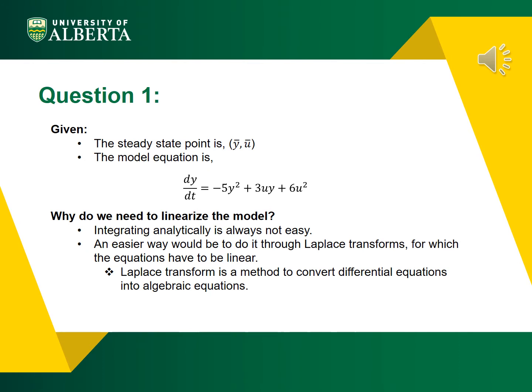From the question, we know that the steady state point is y bar comma u bar and the model equation is given here. So why is this nonlinear in the first place? We have y square, which is a square term, and then in the second term, 3u and y, we have a product of two terms, and then in the third part we have u squared, which is nonlinear as well. So this is a nonlinear function, and we have been asked to linearize this nonlinear ODE.